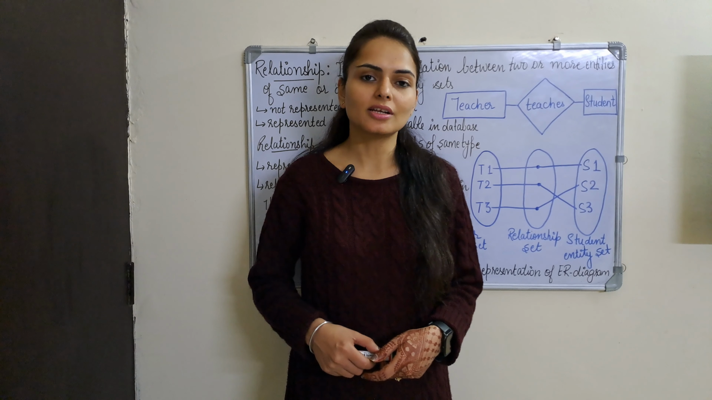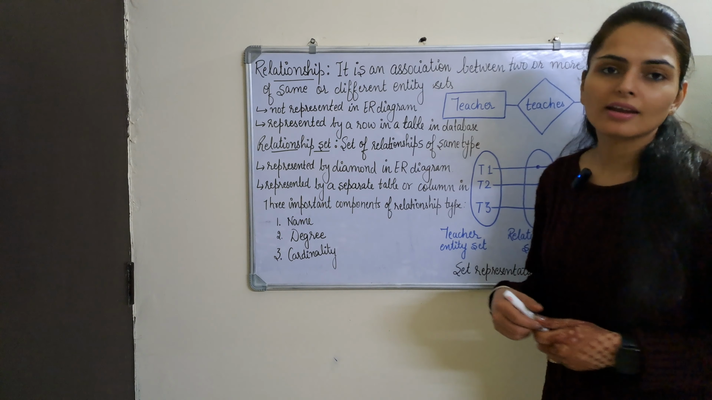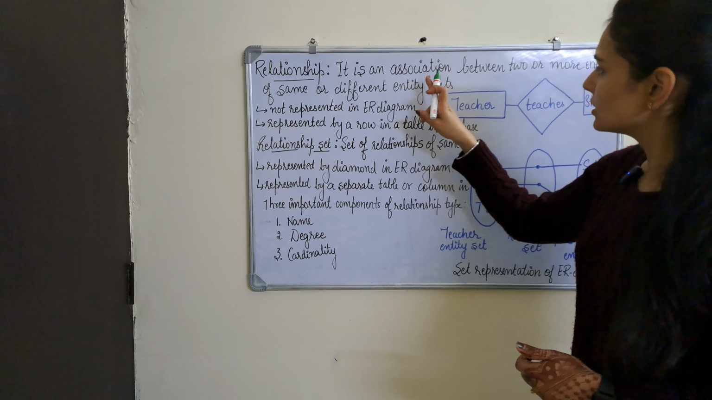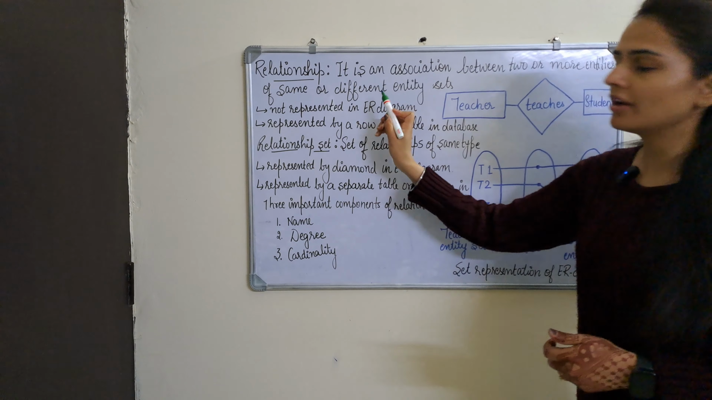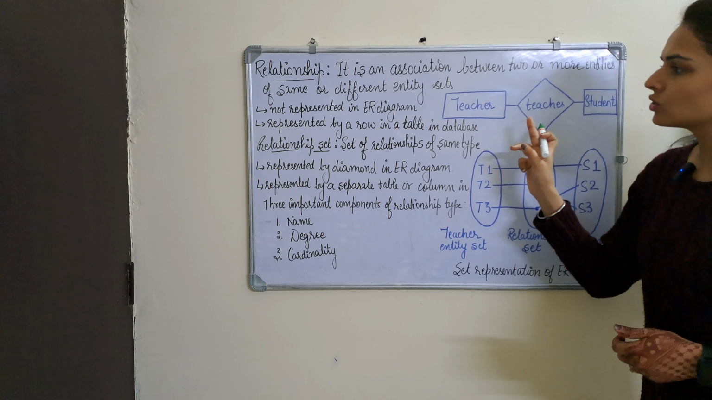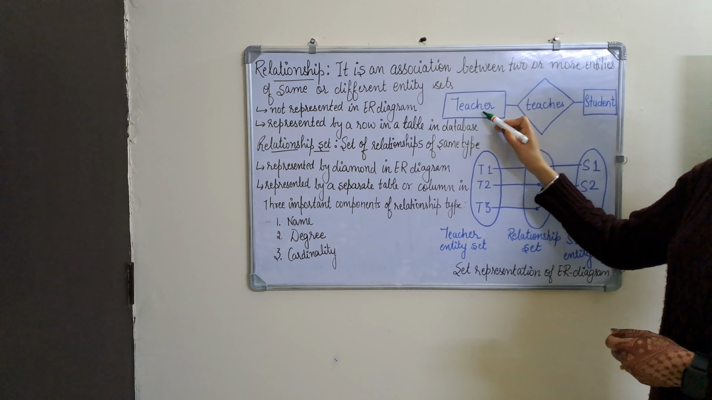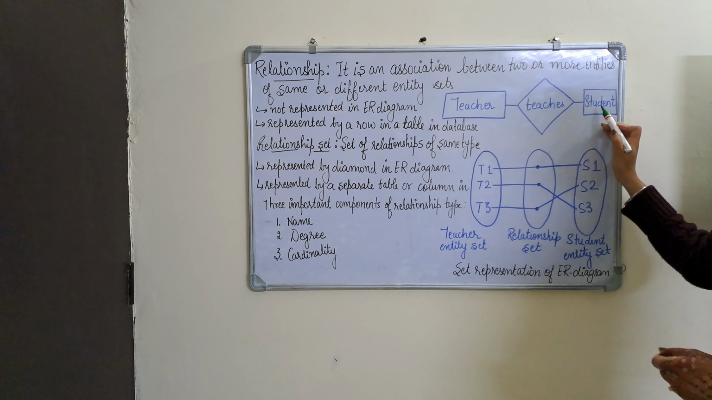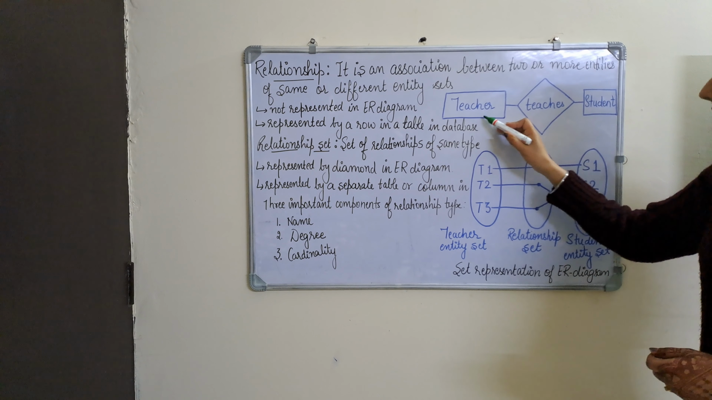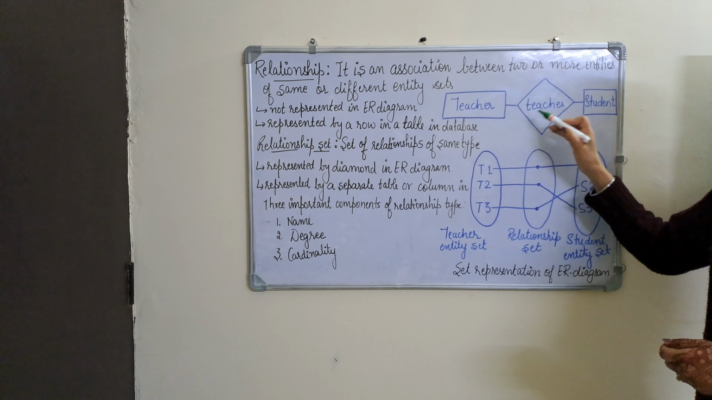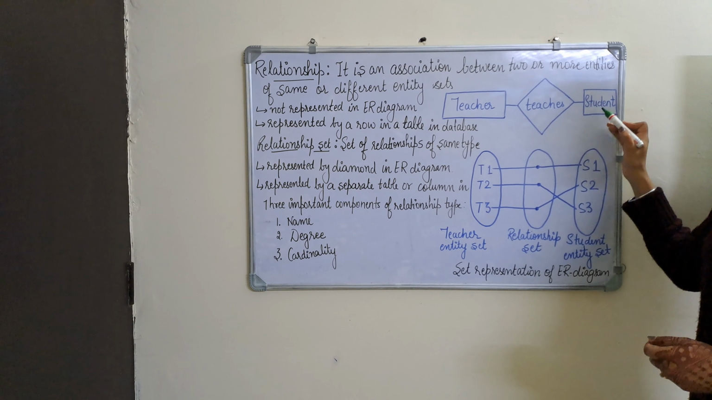Today we are going to learn about relationship and relationship set. Now, a relationship is an association between two or more entities of same or different entity sets. Let's understand that with this example. Over here, this is an entity set that is teacher, and there is another entity set that is student. Now there is a relation between these two entity sets, that is teaches. That is, teacher teaches student.